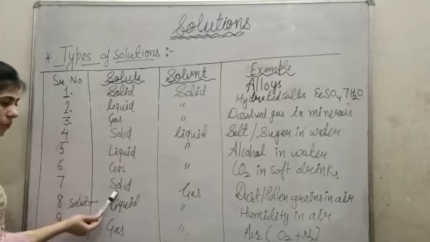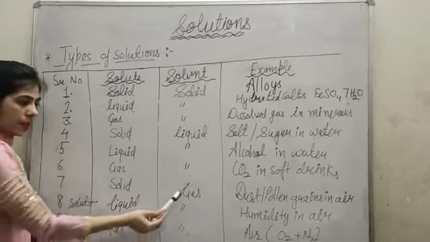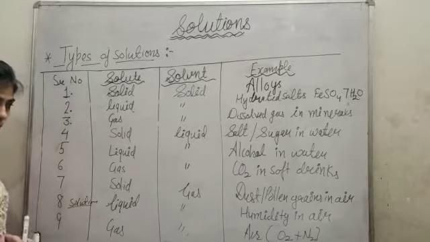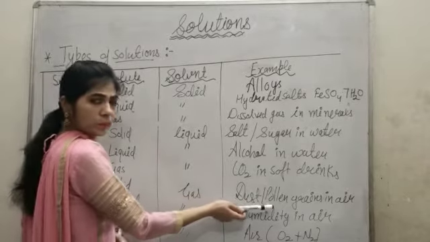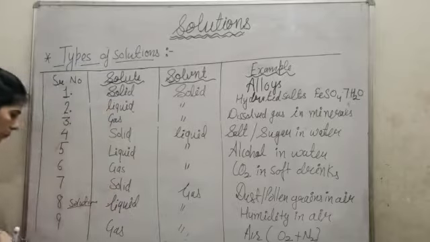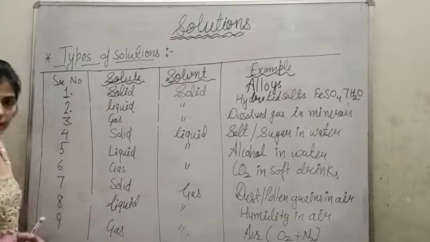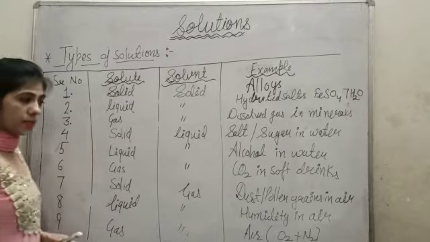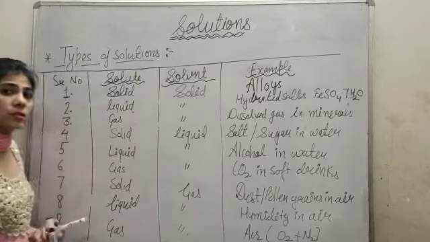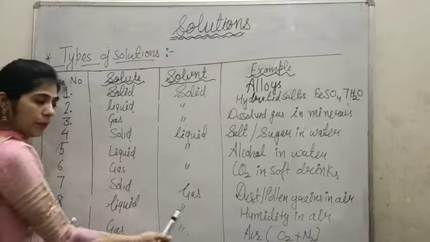And the next one is a solid in gas. In this, the solid particles are dissolved in the gaseous medium. For example, dust, pollen grain, or we can say that smoke in the air. And the next one is a liquid in gases. The example is humidity in the air, the presence of water vapor in air. It is an example of liquid in gas.